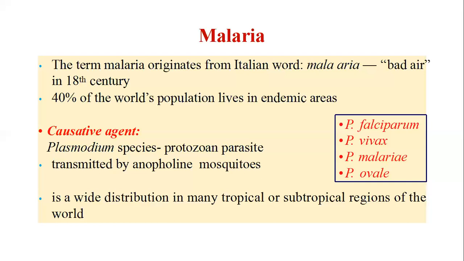So as I said, the causative agent is a Plasmodium species. It is a protozoan parasite, and this protozoan parasite is transmitted by the Anopheline mosquitoes. These are the species of Plasmodium: Falciparum, Vivax, Malariae, and Ovale. Out of these four, Plasmodium falciparum is really very important. We are going to discuss this particular species of Plasmodium.